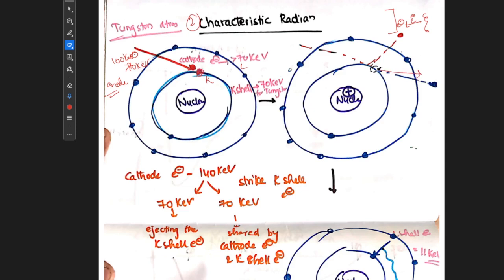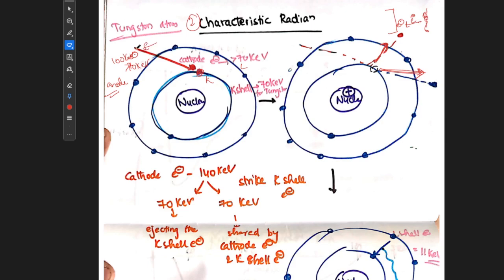When the tungsten atom's K shell electron and the incoming electron collide, the K shell electron will move in this direction, whereas the cathode electron will go in that direction. We can call it the cathode electron because it is coming from the filament cathode.